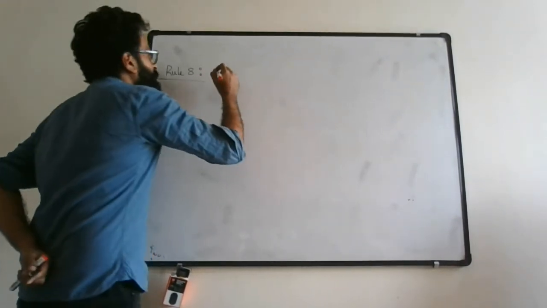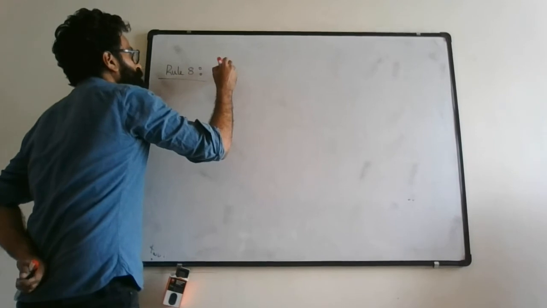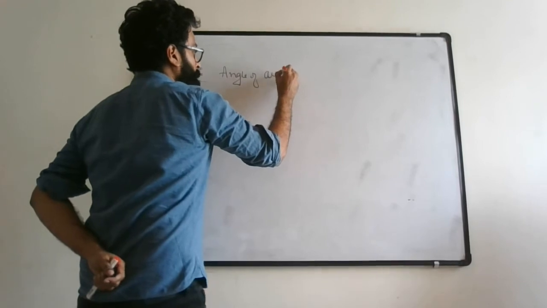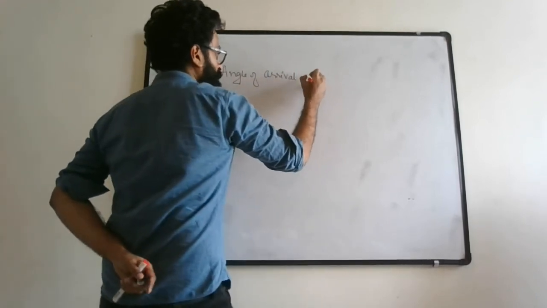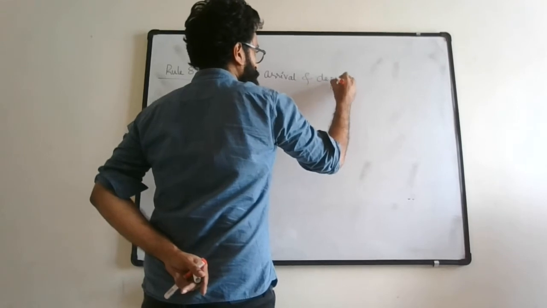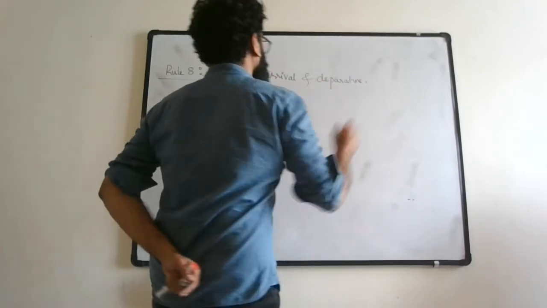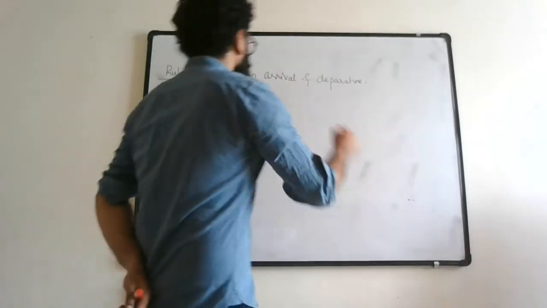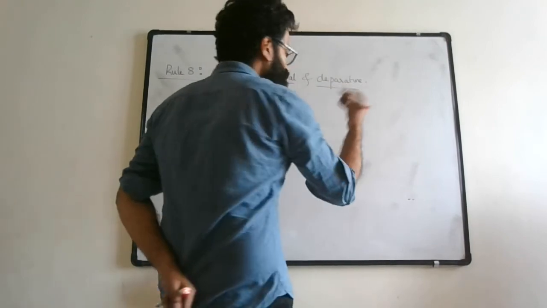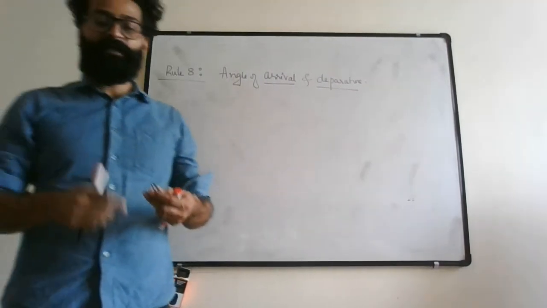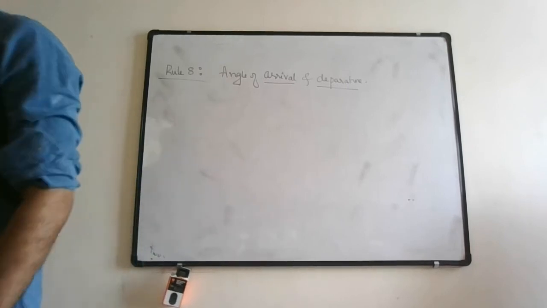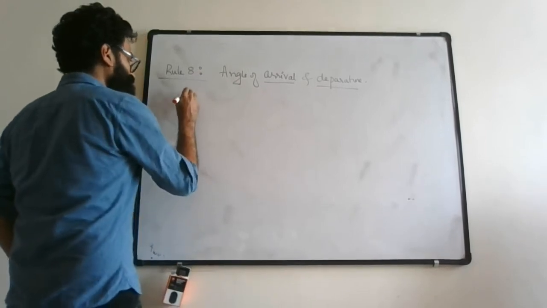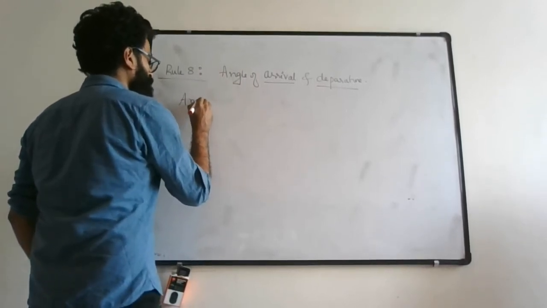So rule number 8 is called angle of arrival and departure. Okay. Angle of arrival and departure, similar to your flight, arrival flight and departure flight. Okay. So angle of departure. Let us first consider angle of arrival.